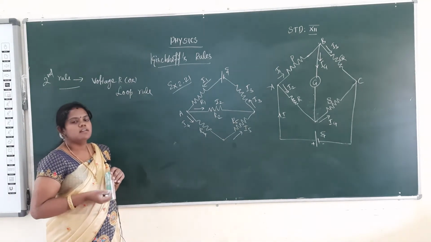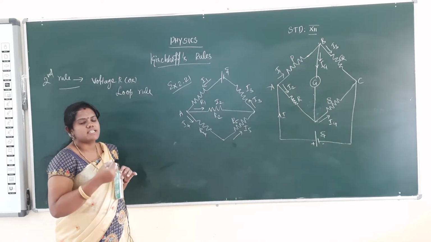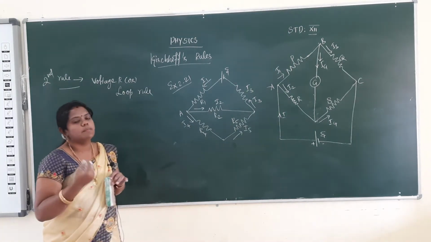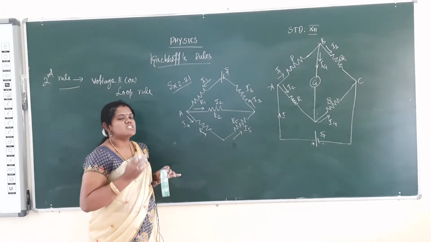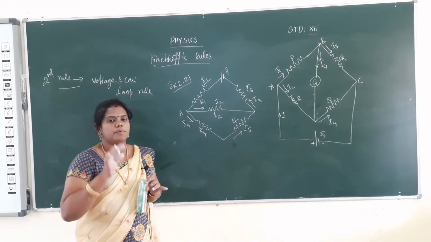Then the EMF: if the current is leaving from the battery, it will be taken as positive. If the current is entering the battery, it will be taken as negative. Okay, this is the direction denotation. Direction is just mentioned: if the current flows in the same direction, it will be taken as positive.